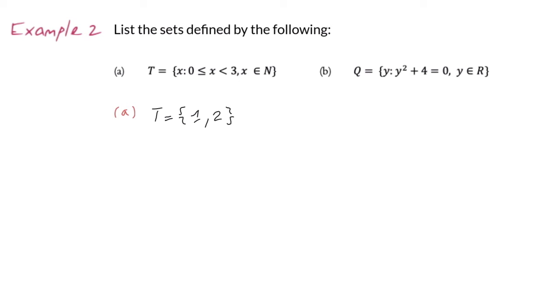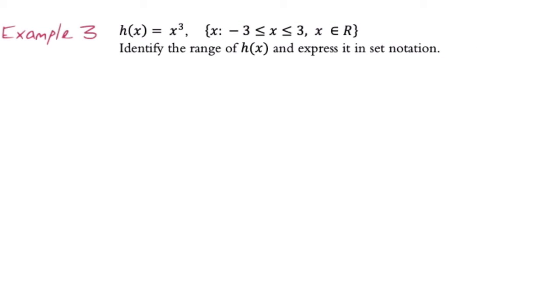Looking at part B, we want Q, which is the set y, such that y squared plus 4 equals 0. And y has to be a real number, member of the real number set. Now, if you're squaring a number, then it's going to be 0 or greater, but then if you add on 4, it's certainly not going to equal 0. So in this example, Q is actually an empty set. Any real number squared will be 0 or greater, plus 4, it will now be 4 or greater.